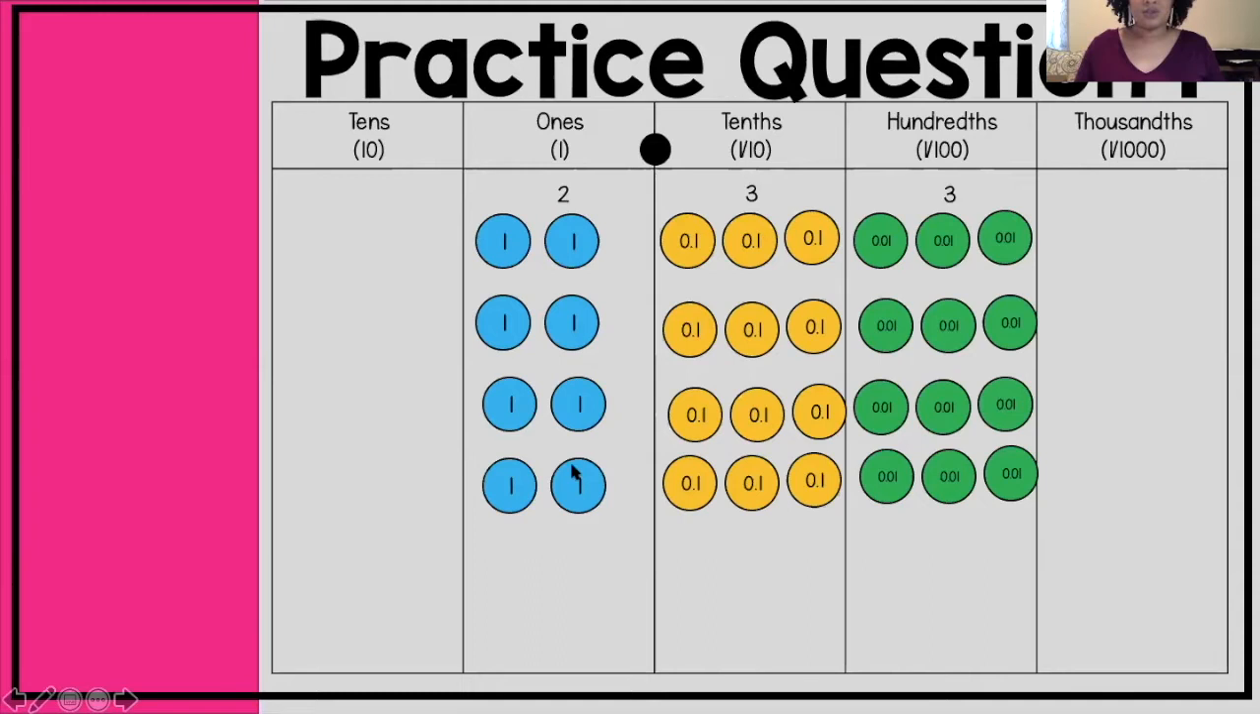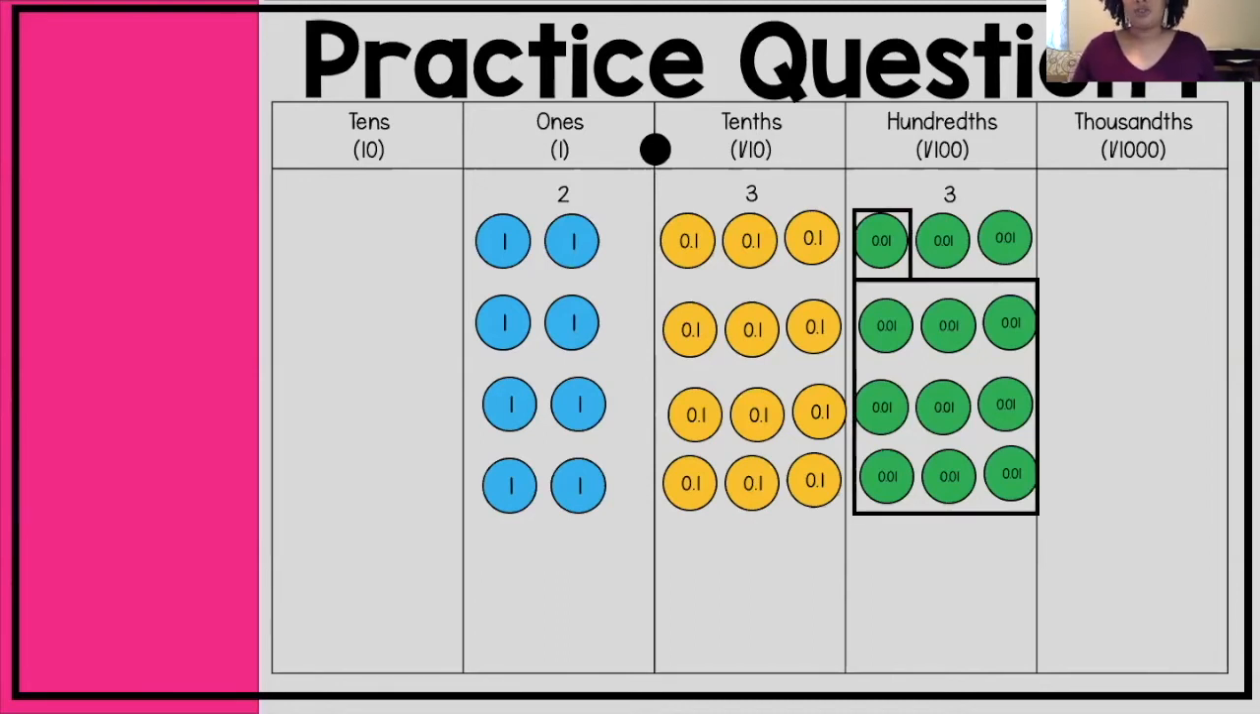1, 2, 3, 4. I have 3 tenths, 1, 2, 3, 4 times. And I have 3 hundredths, 1, 2, 3, 4 times. Now I'm ready to put these numbers in the groups of 10.